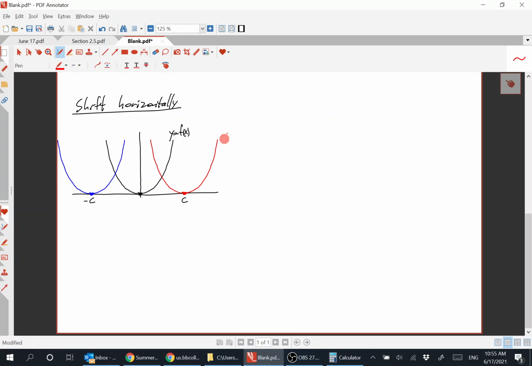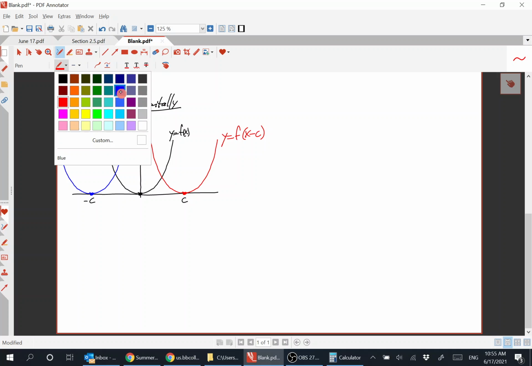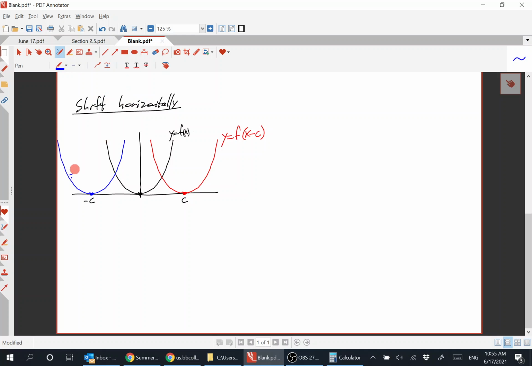The red one is f of x minus c. So it's kind of the opposite of what you might suspect. Right? So you want to subtract c from x to shift to the right, not add. Adding shifts it left. So this is the graph, the blue one, y equals f of x plus c. So we're adding c to x, not adding c to f.